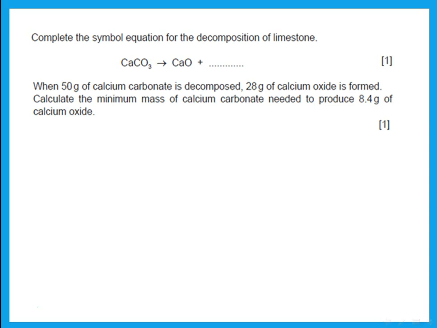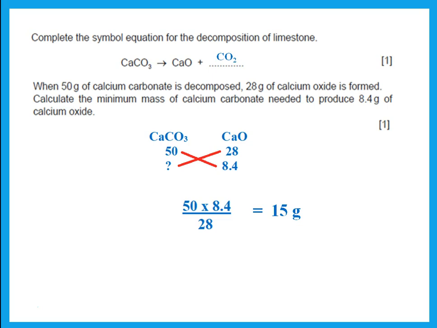Write the simple equation for decomposition of limestone. Well, calcium carbonate will break up to give calcium oxide plus carbon dioxide. And then he says when 50 grams of calcium carbonate is decomposed, 28 grams of calcium oxide is formed. Now calculate the mass of calcium carbonate needed to produce 8.4 grams of calcium oxide. Again, calcium carbonate is 50, it breaks down to give 28 of calcium oxide. So how much calcium carbonate do I need to give 8.4 grams of calcium oxide?